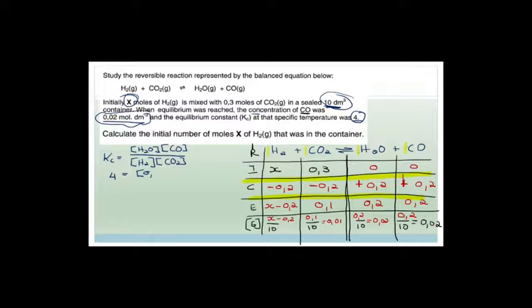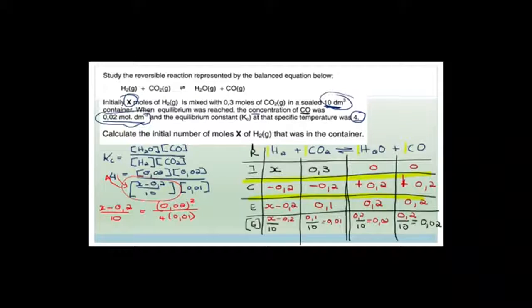So that becomes 0.02 times 0.02, over, and here's the tricky bit, x minus 0.2 over 10, and this is 0.01. Do you realize that I can cross multiply? I can take this to the top, and then this goes to the bottom. So I end up with x minus 0.2 over 10 is equal to 0.02 squared, I'm just lazy, the top is squared, over 4 times 0.01.